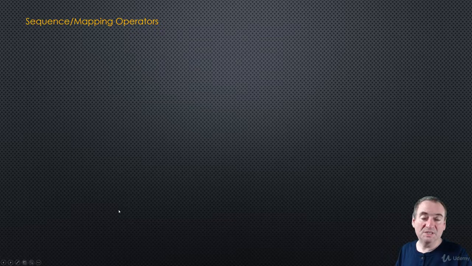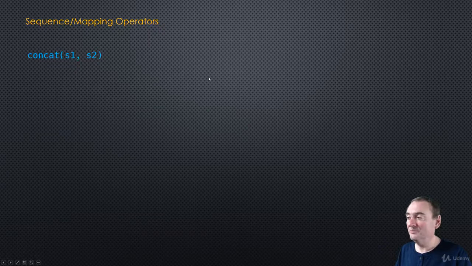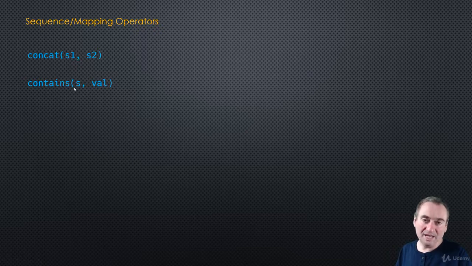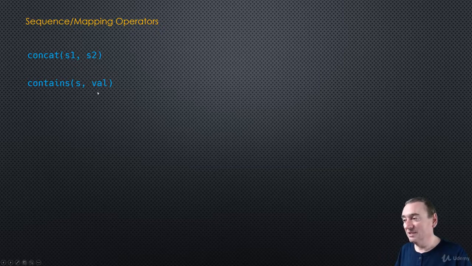We also have a bunch of sequence and mapping operators. So for example, you can concatenate two sequences or two strings using this concat, right? So it's the same thing as concatenating. We also have contains. This basically tests value in s. This will test to see if the value is present in the sequence. Now we'll see that again when we look at sequence types in more detail. We'll look at the in operator in particular, but in this case, the contains is the functional equivalent of that in operator.